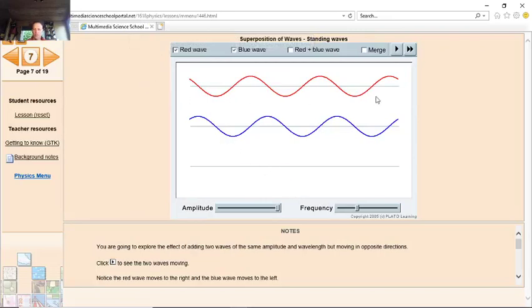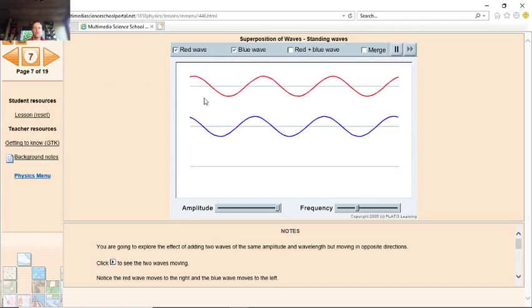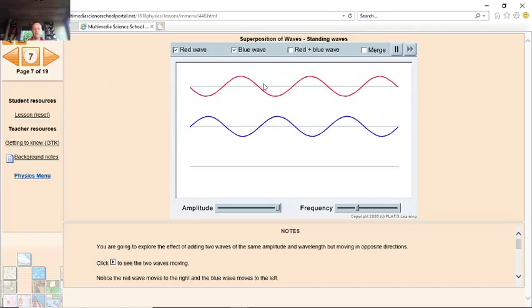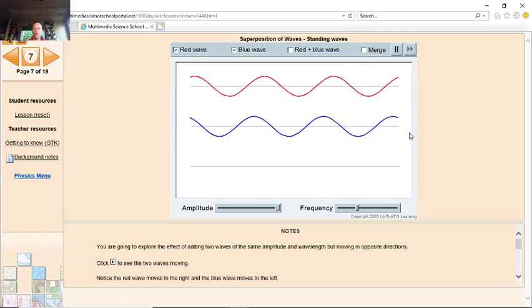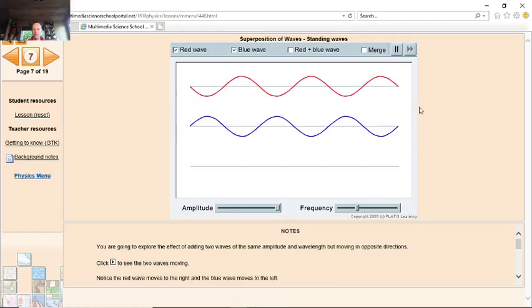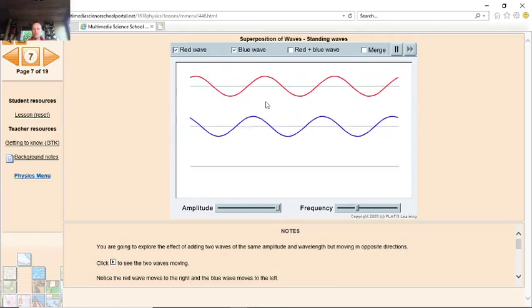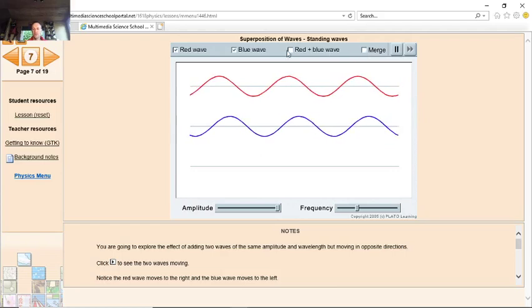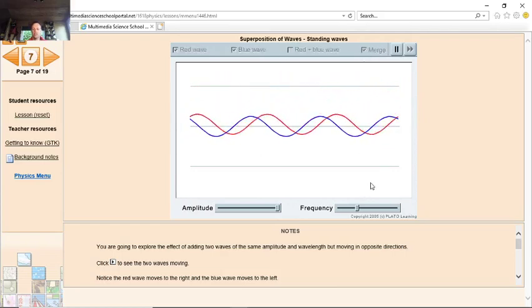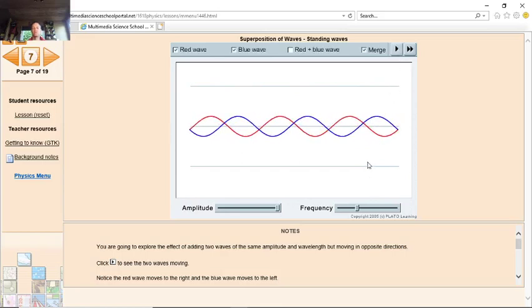On this one, here's the red wave, which is coming from the left-hand side to the right-hand side, traveling along like this. The blue wave is showing you a wave reflecting on that fixed end in that previous simulation. If I now take these two waves and merge them over each other, this shows me at any time what the resultant wave is. In other words, I'm adding the amplitude of the red wave and the blue wave together.